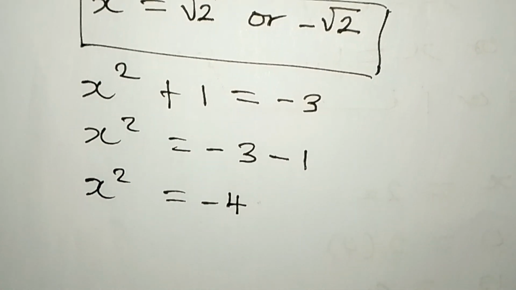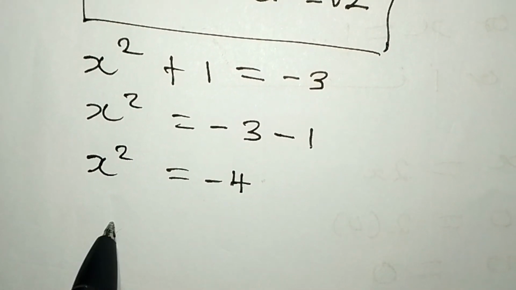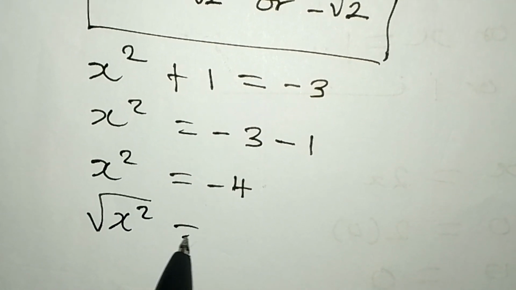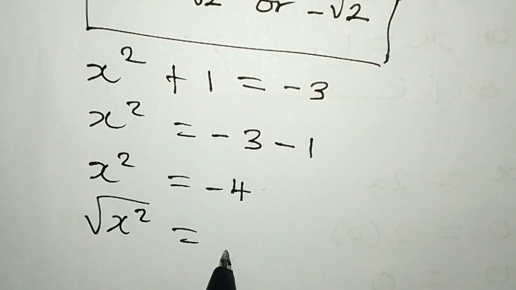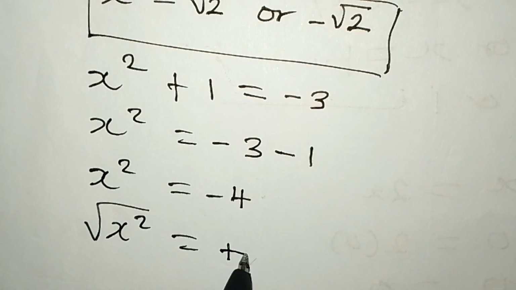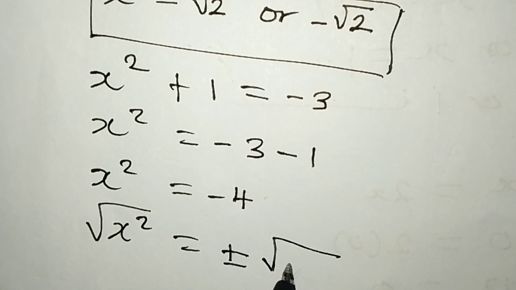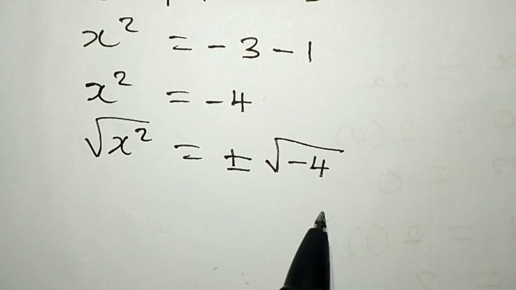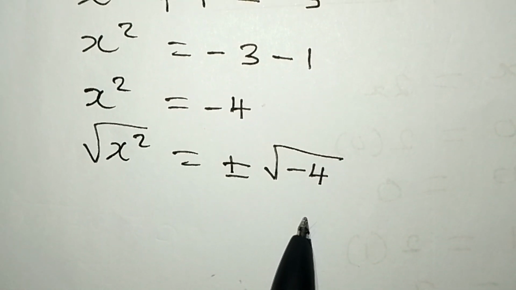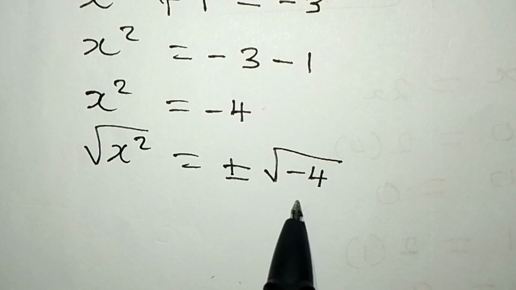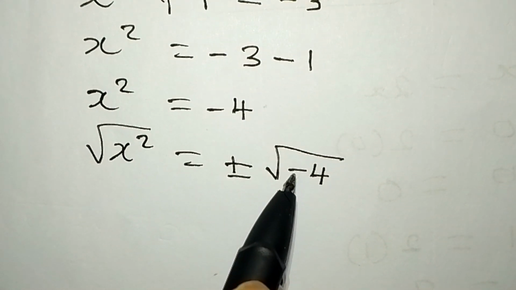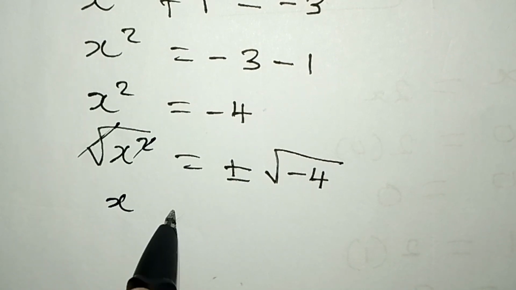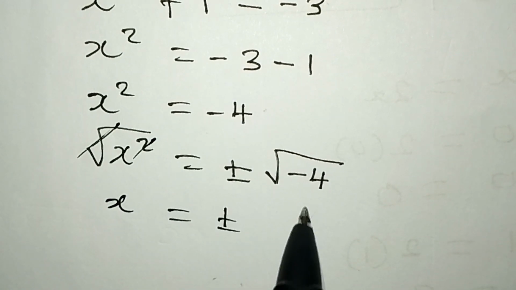Now we are going to take the square root of both sides again, so that the square there will be eliminated. And as usual, we'll be having plus or minus square root of negative 4. Okay, remember, you cannot find square root of negative 4 from your calculator. It will give you a complex solution because of the negative. Square and square root gone, x will be equal to plus or minus.